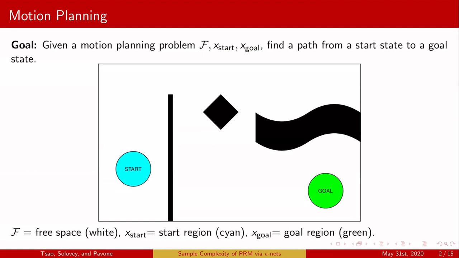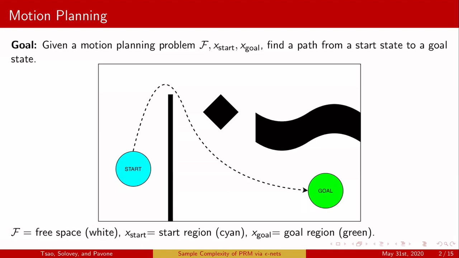Motion planning is one of the most classic problems in robotics, and it entails finding a collision-free path from the start to the goal region. So for example, this is a candidate path that doesn't collide with the black obstacles going from the start to the goal. Now, motion planning can be difficult when the state space is very complicated.